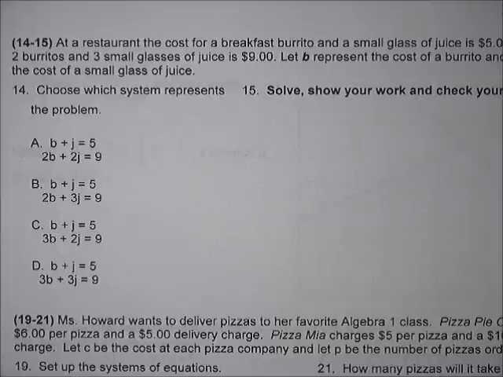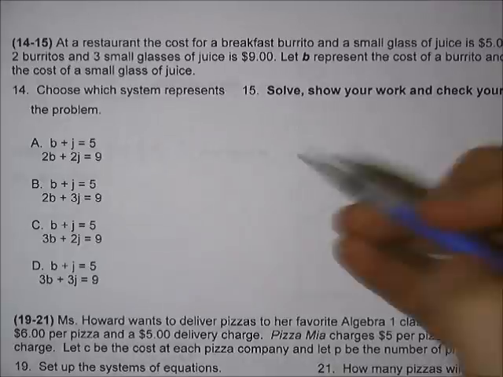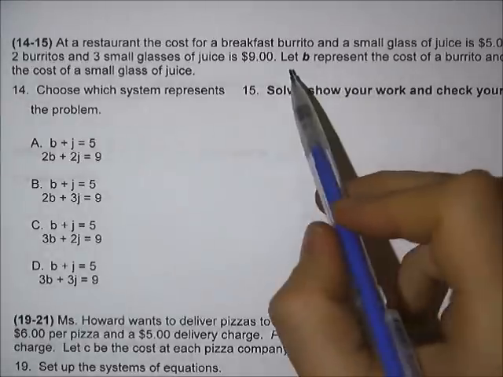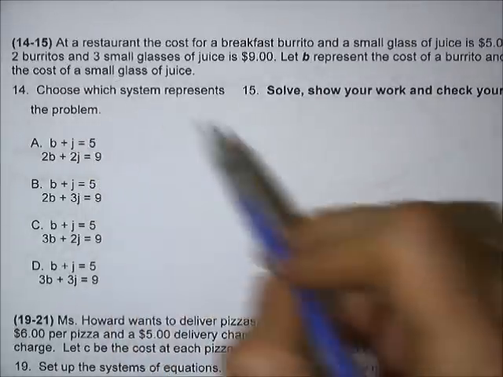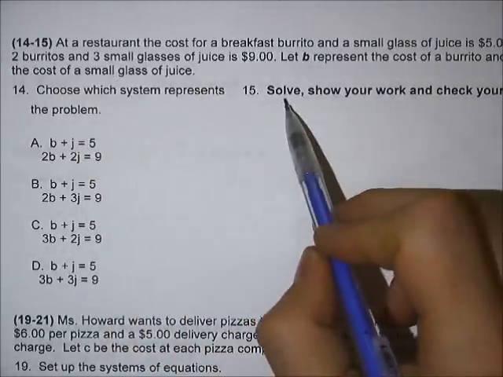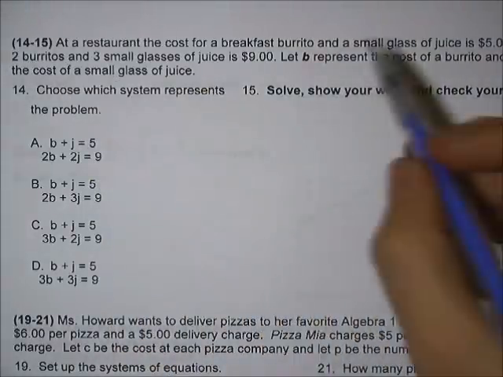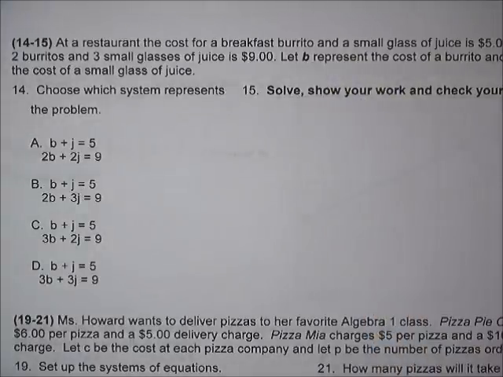Moving on to question number 14 and 15. Once again, I'm going to go to the end of it and see what my question asks. Let B represent the cost of a burrito and J the cost of a small glass of juice. It looks like 15 says, solve, show your work. I'm just trying to figure out what B is and what J is, the cost of a burrito and the cost of a small glass of juice.